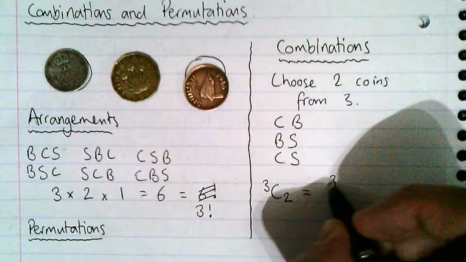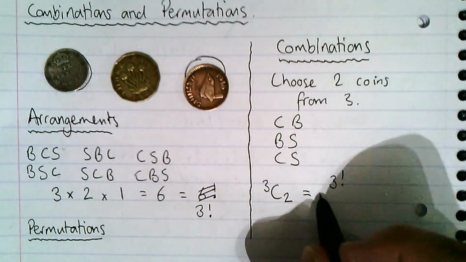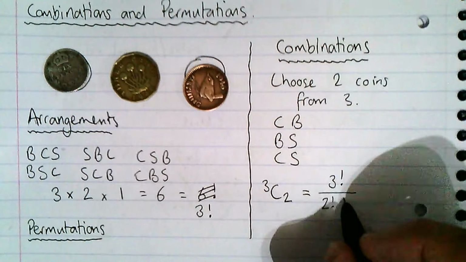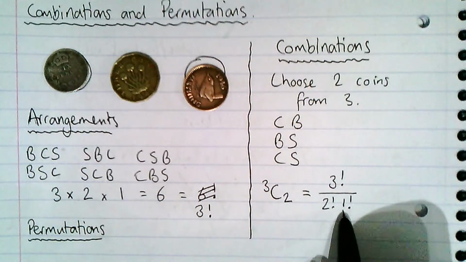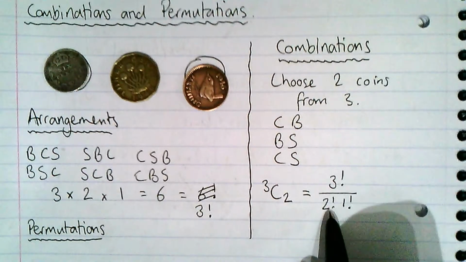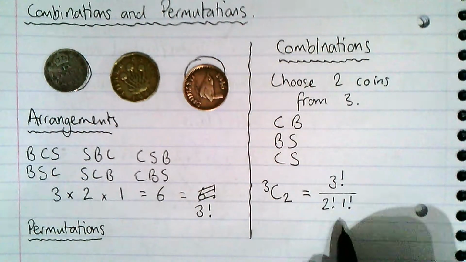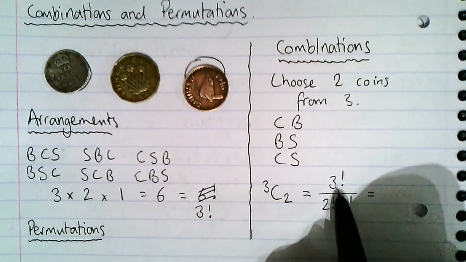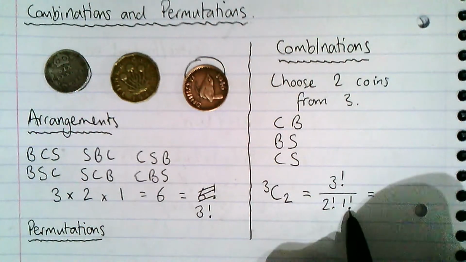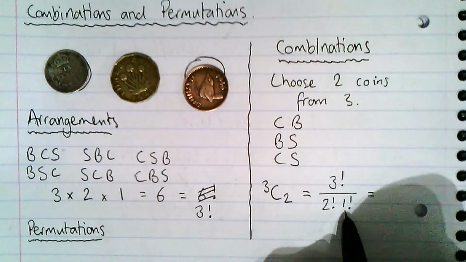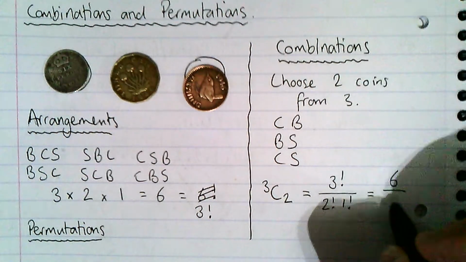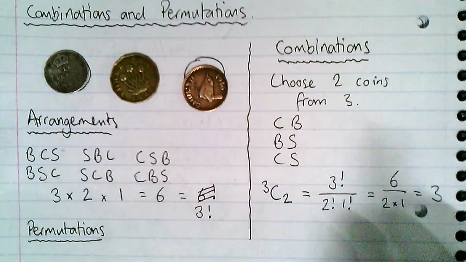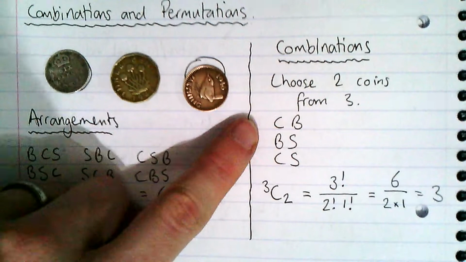The calculation to work this out is 3 factorial, so that's this number here, divided by 2 factorial, that's this number here, and then 1 factorial, so this here is the leftover bit to make it up to 3, so 2 add 1 would add up to 3. I'll show you another example in a second. That would give us 6 divided by 2, because this is 2 times 1, times 1, so this is 6 divided by 2 times 1, which gives us 3, the number of different combinations we've got here.